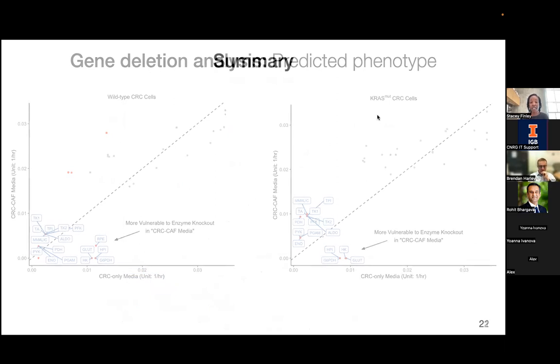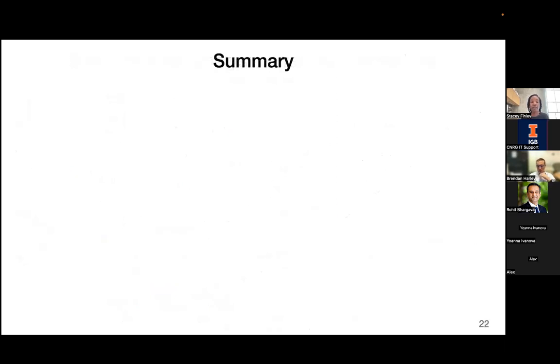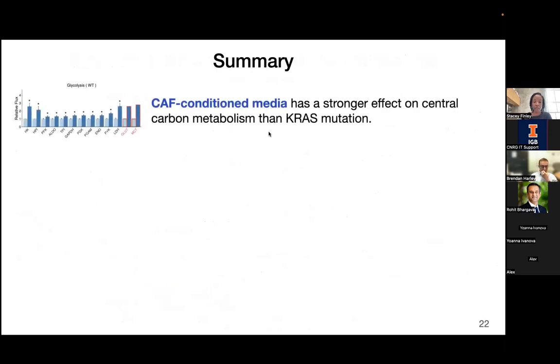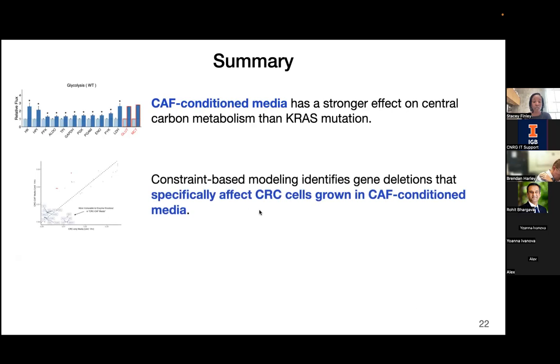So what we're doing next is to experimentally test and validate some of the model predictions. So the summary from this part of the talk is that we can look at the effect of CAF conditioned media. We see that it has a stronger impact on flux through the central carbon metabolic pathways than the KRAS mutation. We can use the model to be able to identify gene deletions that particularly affect the cells that were switched to CAF conditioned media.